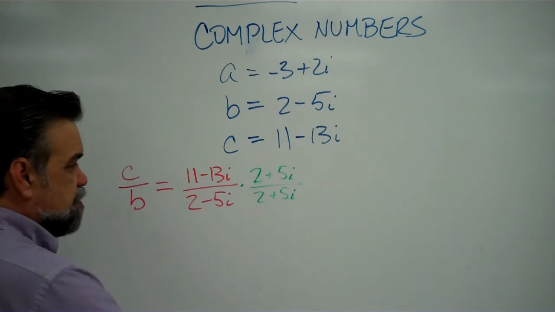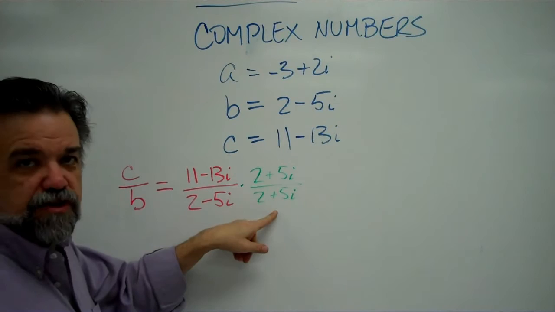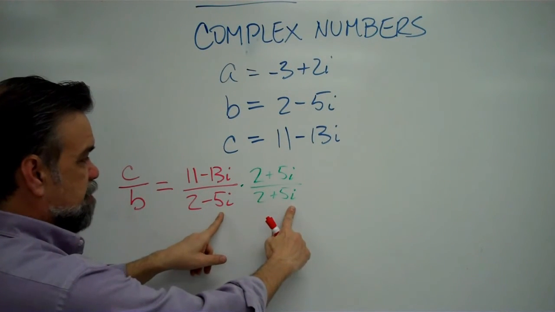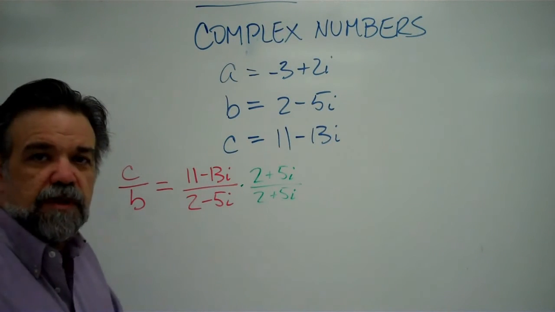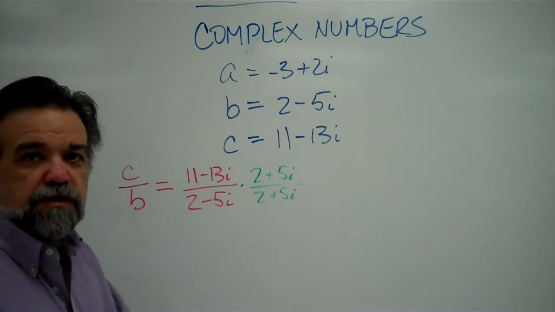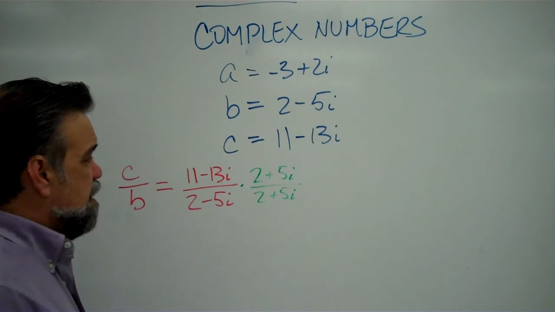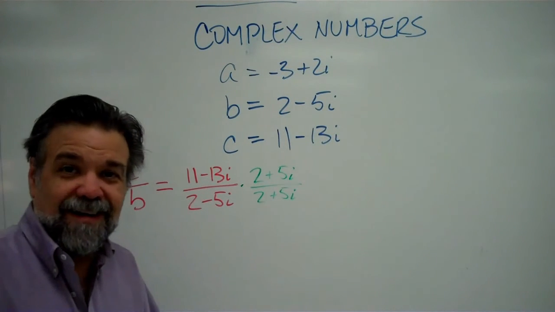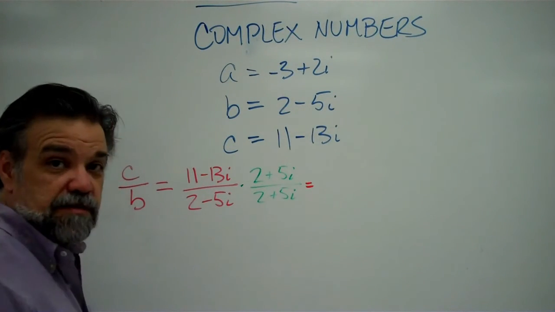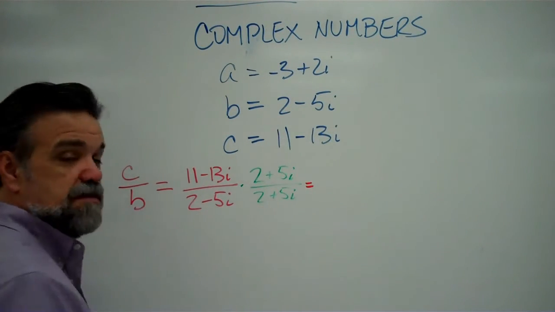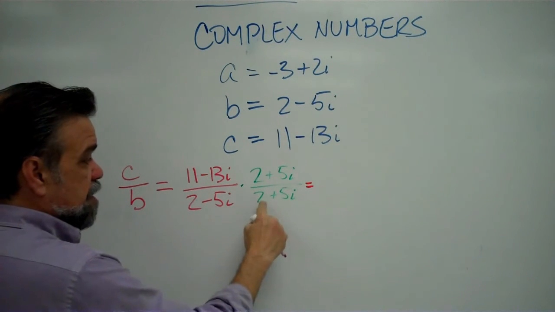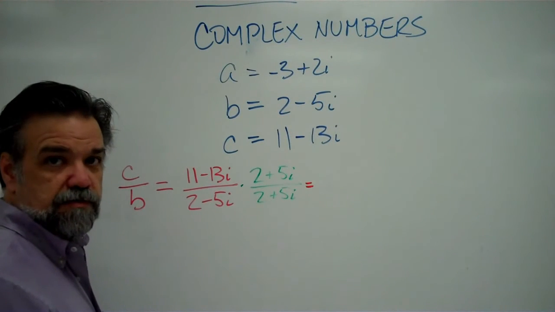This is called the complex conjugate of this. The real part is identical. The imaginary part, you just change the sign. If this one's minus, you turn it to plus. If it's plus, you turn it to minus. It's that easy. Now, why would we do such a thing? Well, actually, it's because it's going to make this denominator real. Because notice we have a minus b times a plus b. It's a difference of squares.